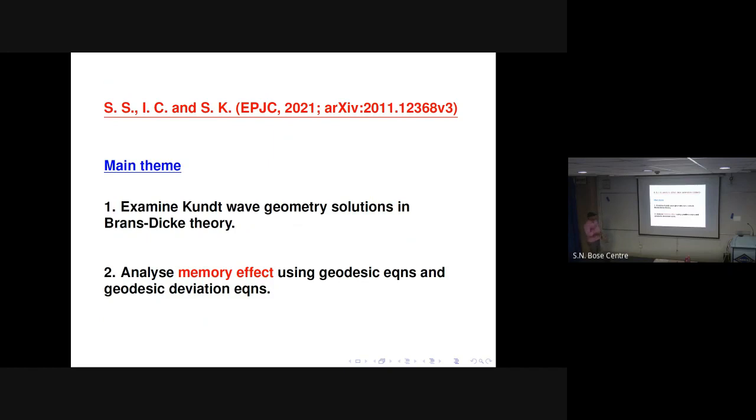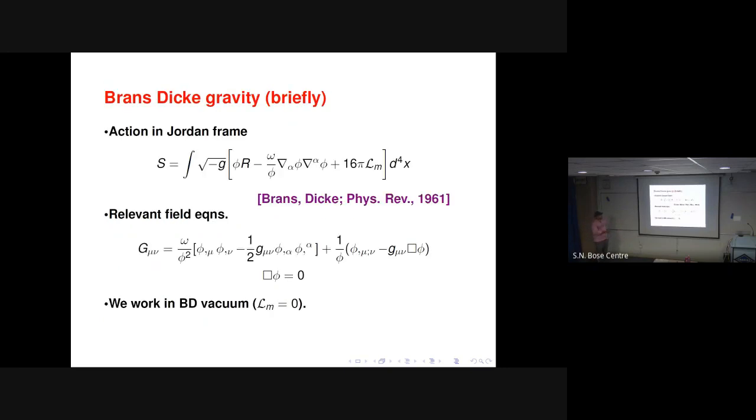So I'll briefly go through this first part, which discusses only Brans-Dicke theory solutions, the geometries. So this is the action that we considered, as you know, this is in Jordan frame, and these are the field equations that we need to solve. So we want to transmit back on. Well, it is set to zero.